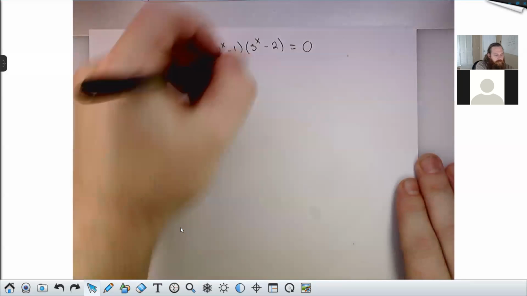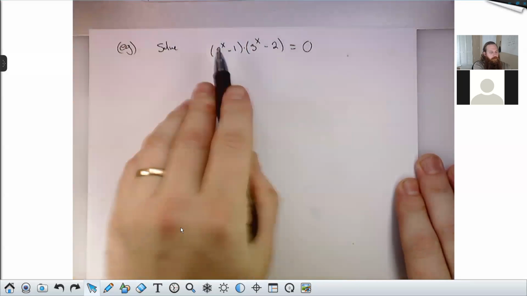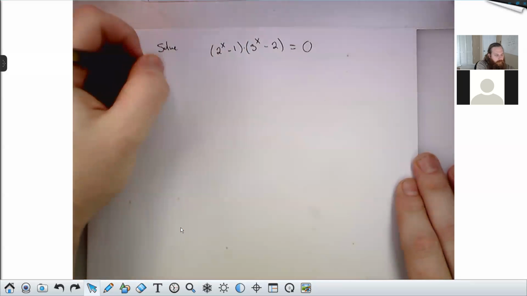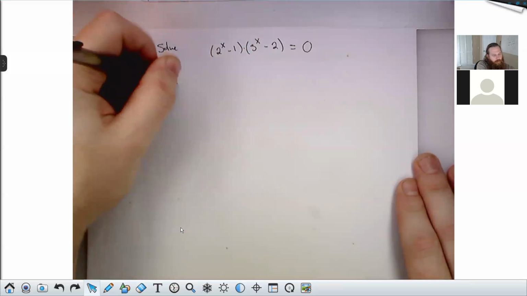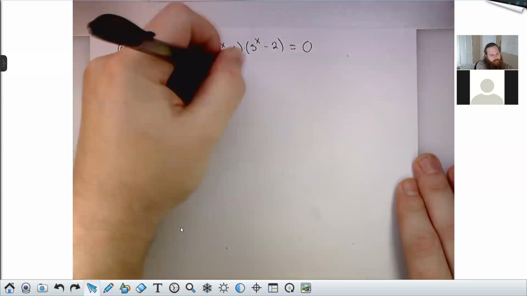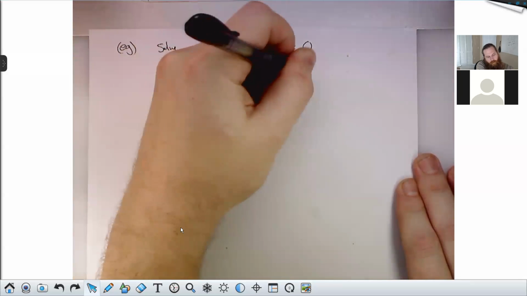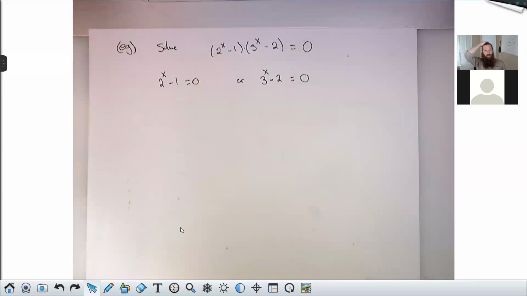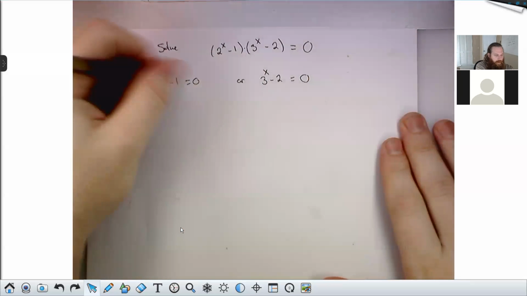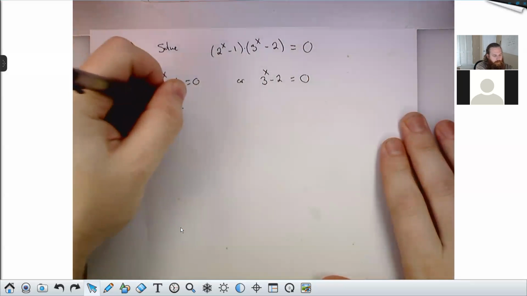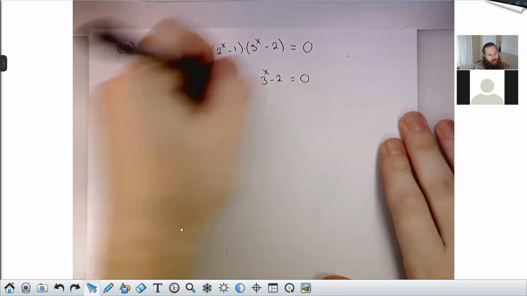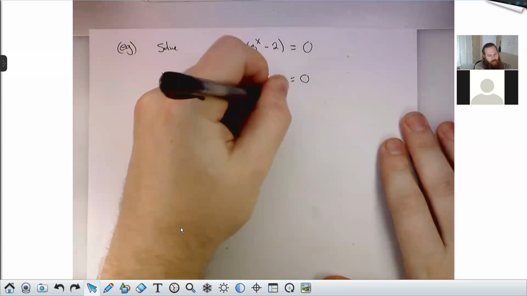Yeah, I have here two factors, two different things multiplying to be 0. So I can set each one to 0 on their own, just like you do with polynomials. And now each one of those will give me a basic exponential equation. If I add 1 to both sides here, I get 2 to the x equals 1. If I add 2 to both sides here, I get 3 to the x equals 2.